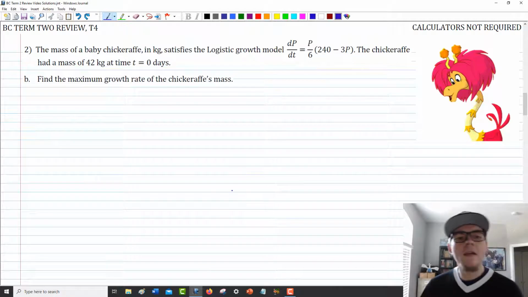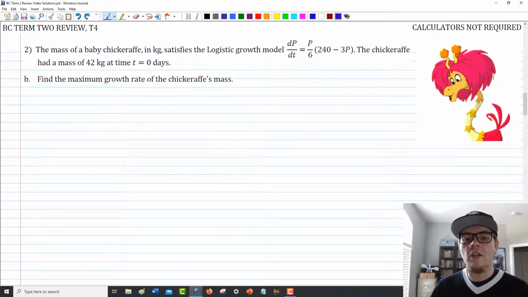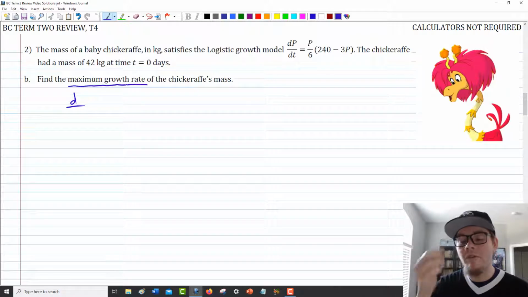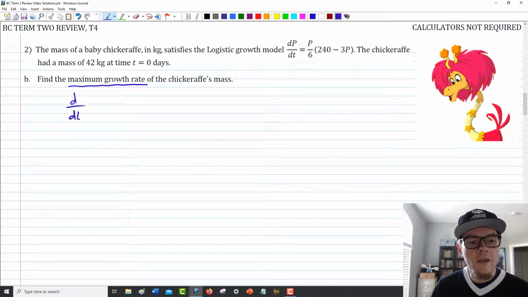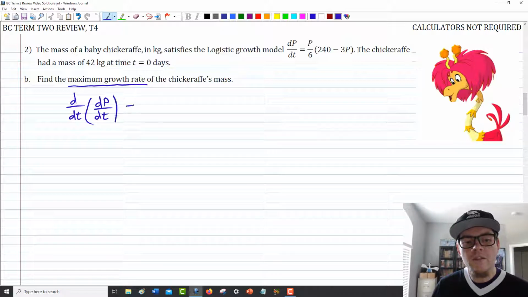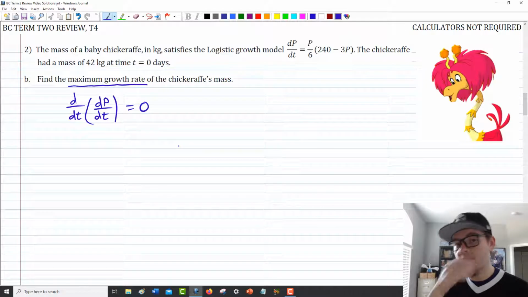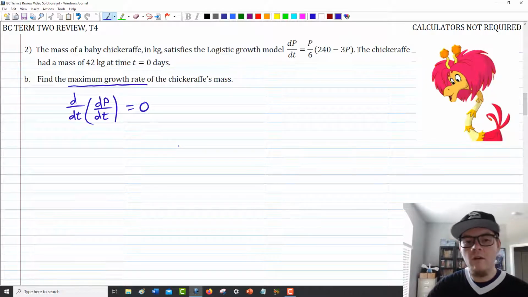For part B, find the maximum growth rate of the chick giraffe's mass. So now there are a couple different ways you could approach this. The maximum growth rate is like saying what's the largest derivative value, or what's the maximum value of the derivative. So one way you could do that is you could take the derivative of the derivative, and you could set that equal to 0. And that would give us a clue and figure out the critical numbers of the derivative and work from there. That is absolutely possible, and we'll do that in just a second.